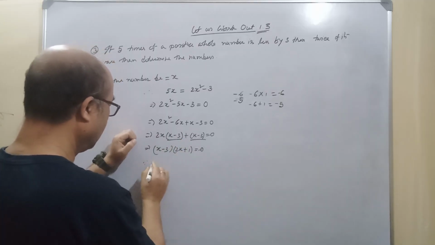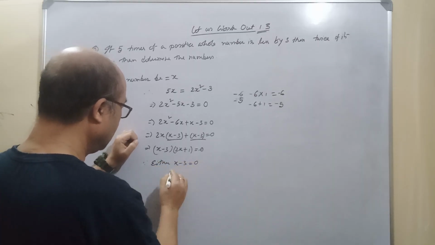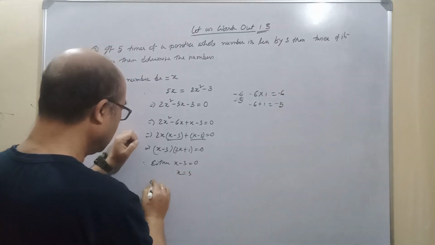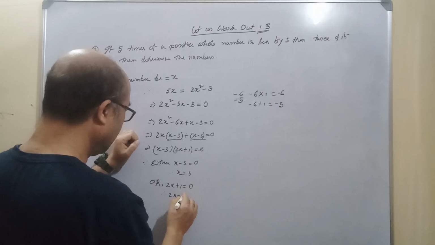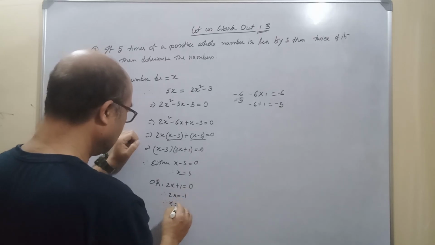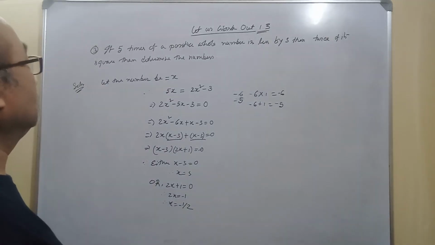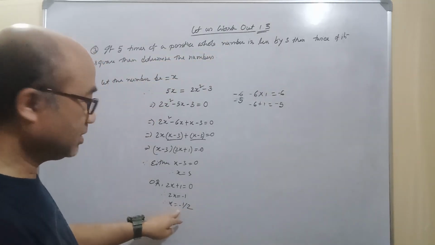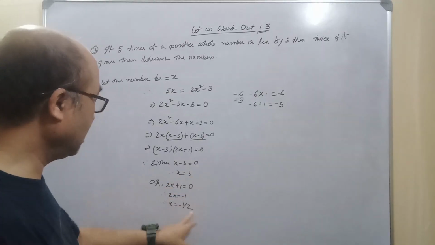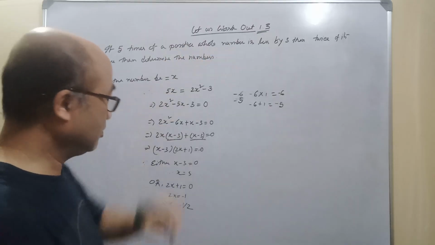Hence, either x minus 3 equal to 0, hence x equal to 3, or 2x plus 1 equal to 0, hence 2x is equal to minus 1, hence x is equal to minus 1 by 2. Okay, but it is a positive whole number, so we have to reject the negative value. We get two values, 3 and minus half, but we have to take the positive value because it is a positive whole number.